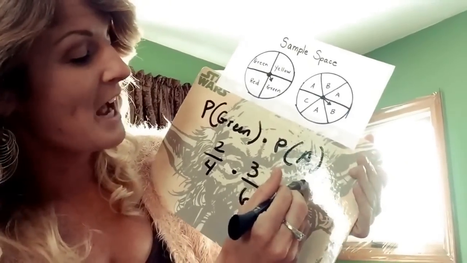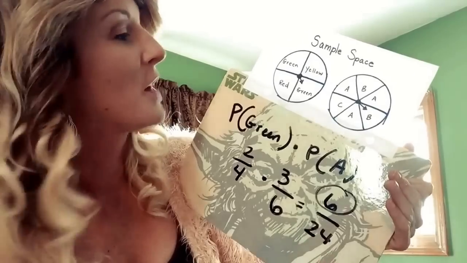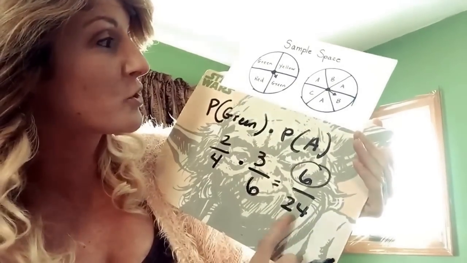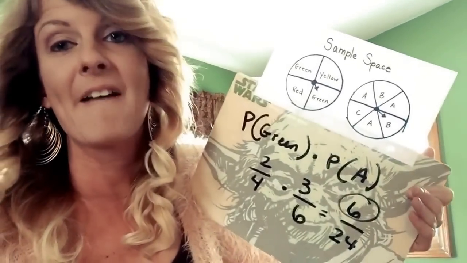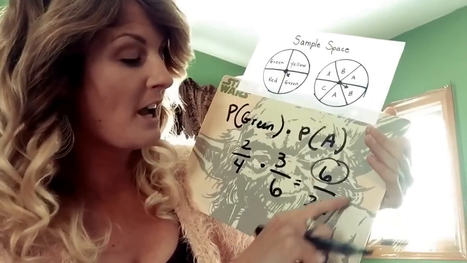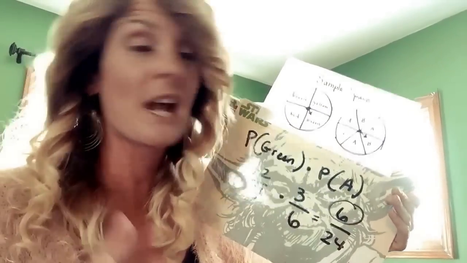So this top number 6, there are 6 possibilities or outcomes that consist of both green and A out of the sample space of 24, which is every possible outcome. So there's 24 in the sample space and 6 of them would consist of a green and A. Now that's how you and I would do it. Now this is how they're going to ask you to do it.